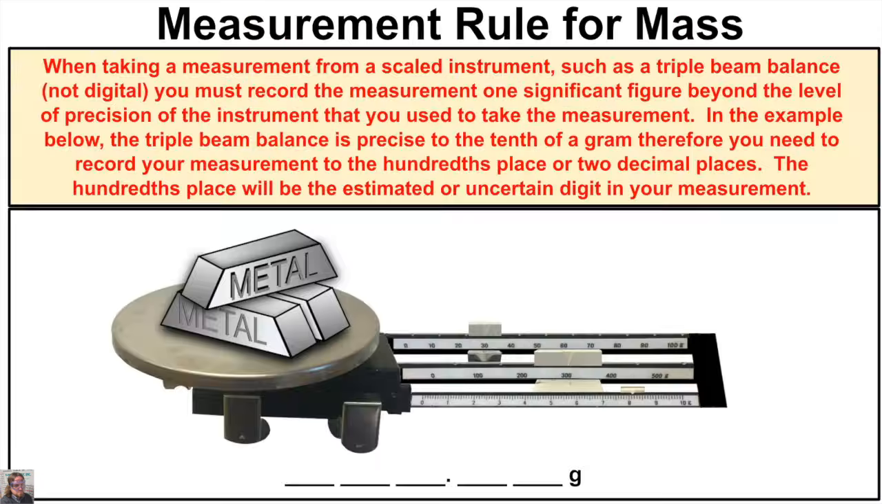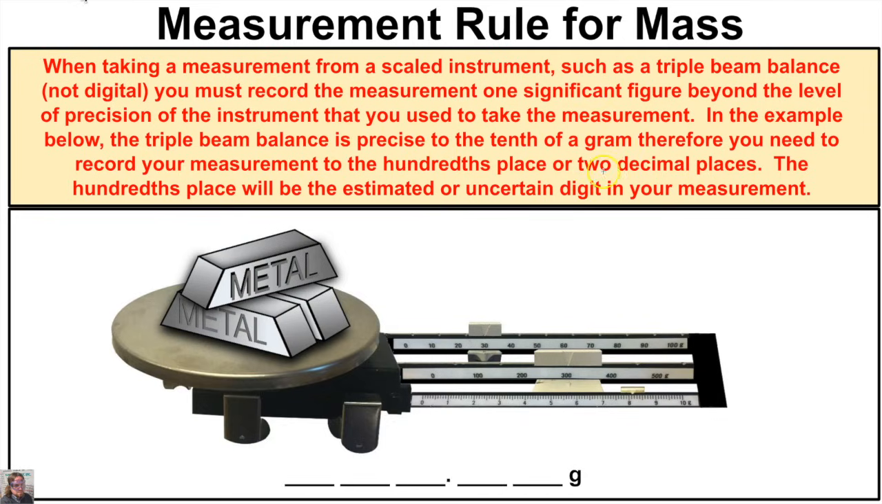And so when we measure mass, we can use an electronic balance or we can use a triple beam balance. And a lot of high school chemistry labs still use the triple beam balance. So it says right here that when taking a measurement from a scaled instrument, such as a triple beam balance, not a digital balance or electronic scale, you must record the measurement one significant figure beyond the level of precision of the instrument you use to take the measurement.